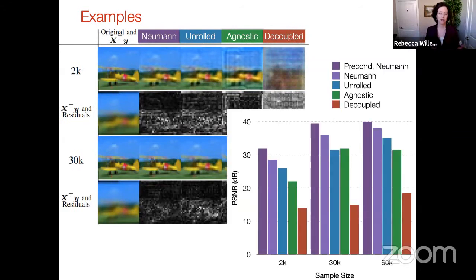And this is not just true, of course, in this one toy example of an airplane, but really across the board. So we considered many different training sets, CelebA, CIFAR, STL10, and we considered problems like compressed sensing, inpainting, super resolution, deblurring. And across the board, what we see is that Neumann networks and the preconditioned Neumann networks consistently give higher PSNRs than these alternative approaches that we've discussed today.